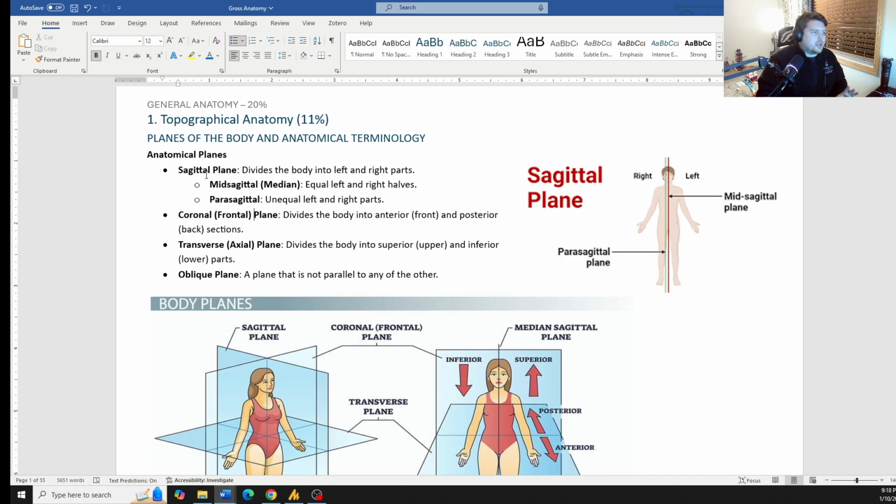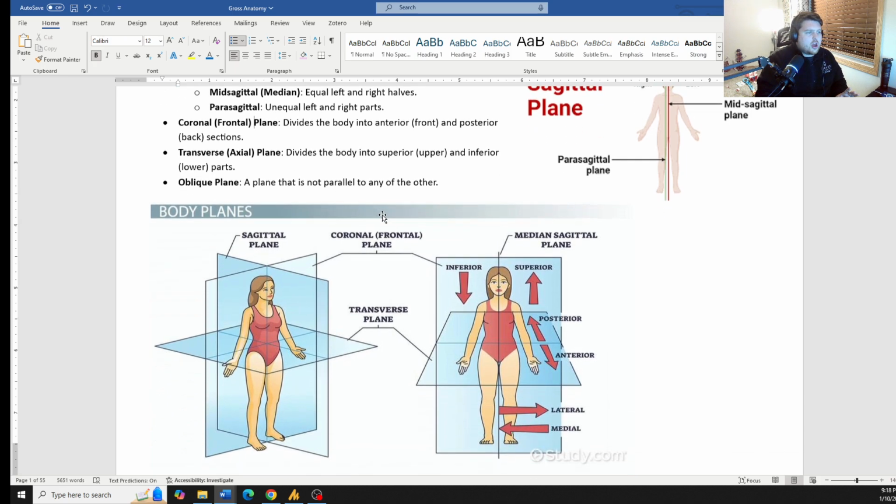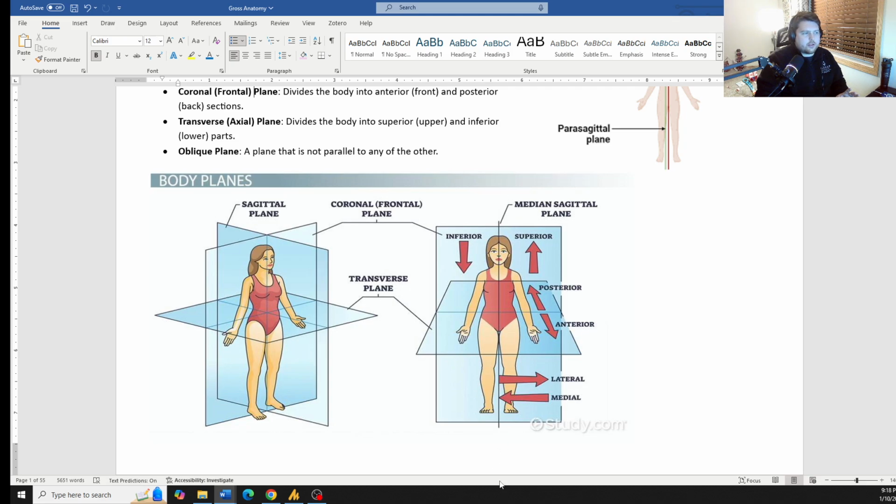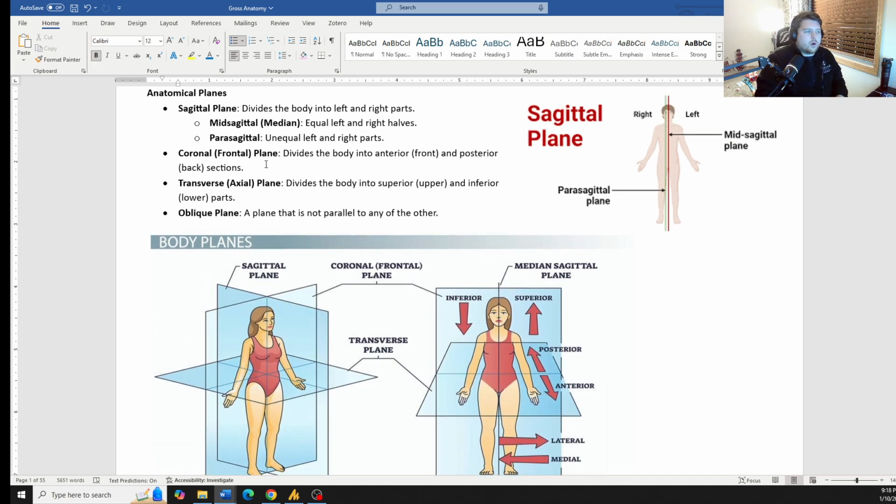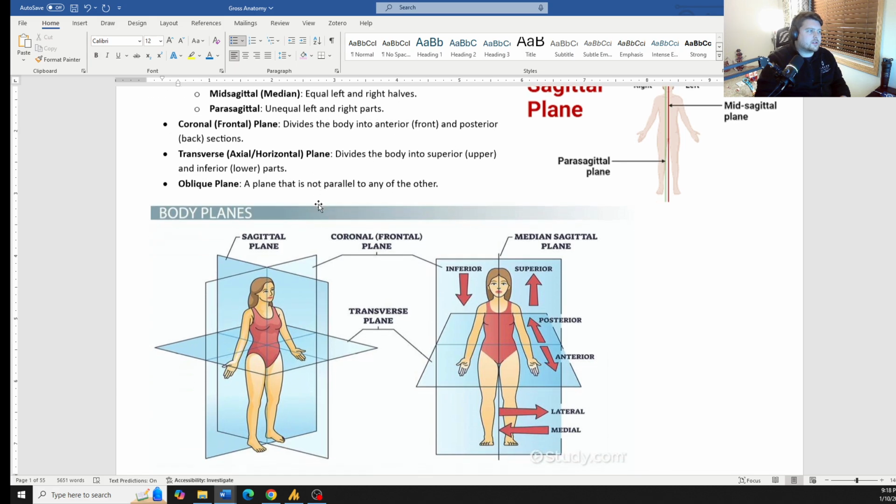So we have the sagittal plane, which runs straight through, so think right through the face, through the nose. We have the coronal plane, which cuts us front to back. We have the transverse plane, which is also called the axial, and it can also be called the horizontal plane. That divides the body into superior and inferior parts.